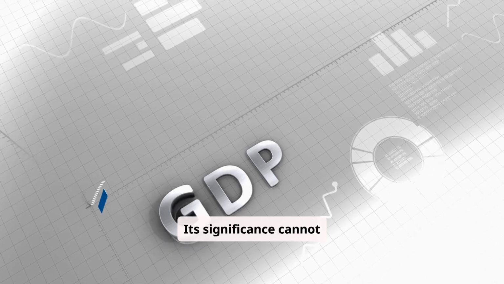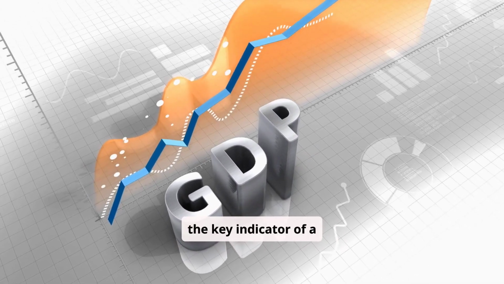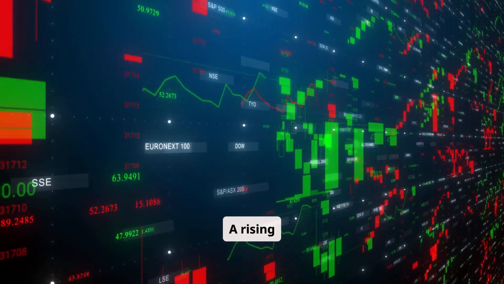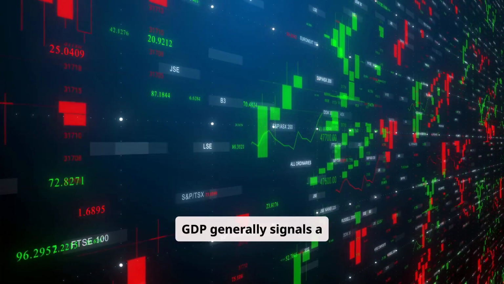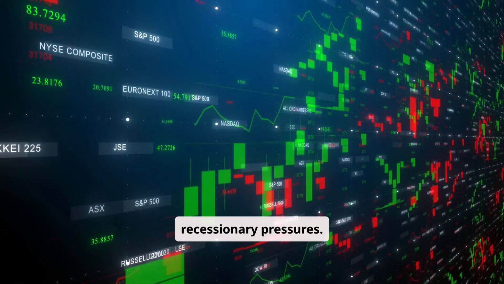Its significance cannot be overstated. GDP is widely considered the key indicator of a nation's economic health. A rising GDP generally signals a growing economy, while a falling GDP can indicate recessionary pressures.